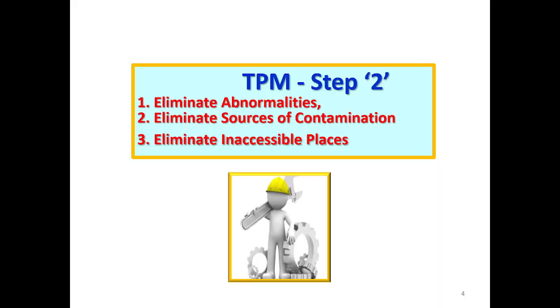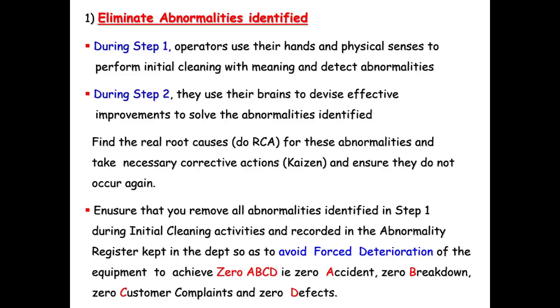In step 2, we must make sure that all the abnormalities identified in step 1 have been eliminated. Then only we need to move forward to identify the main sources of contamination and inaccessible places. Document them. Now let us focus on the first point. Eliminate abnormality identified in step 1.